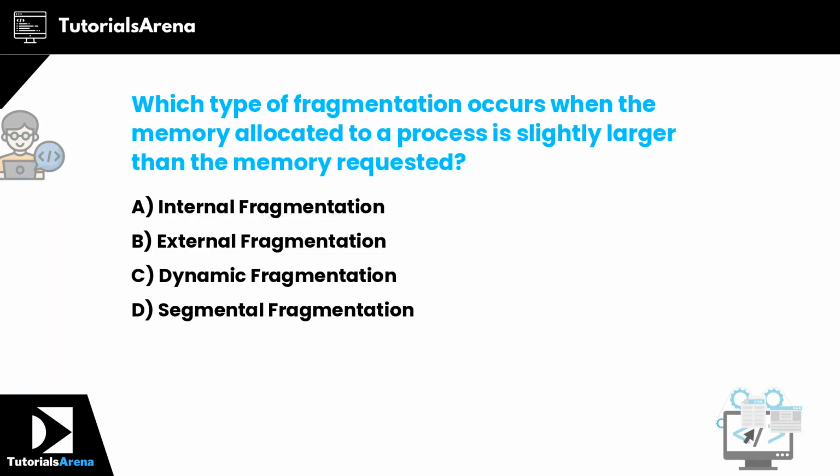Which type of fragmentation occurs when the memory allocated to a process is slightly larger than the memory requested? The correct answer is option A, internal fragmentation.